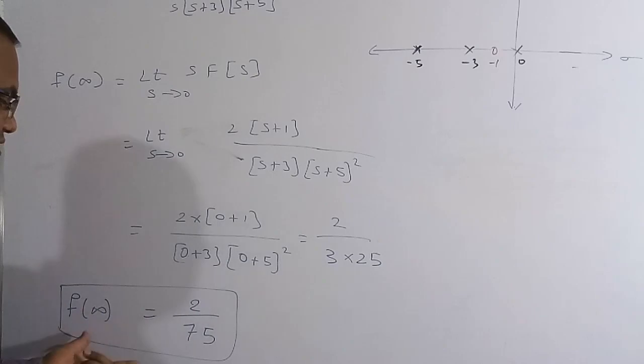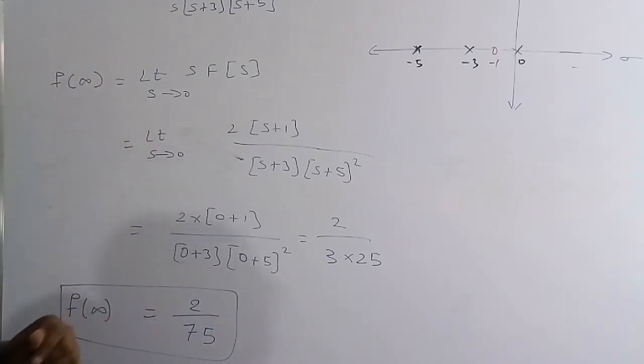This is the final steady state value which is going to be obtained from this f of s. So therefore this is the correct solution of this question.